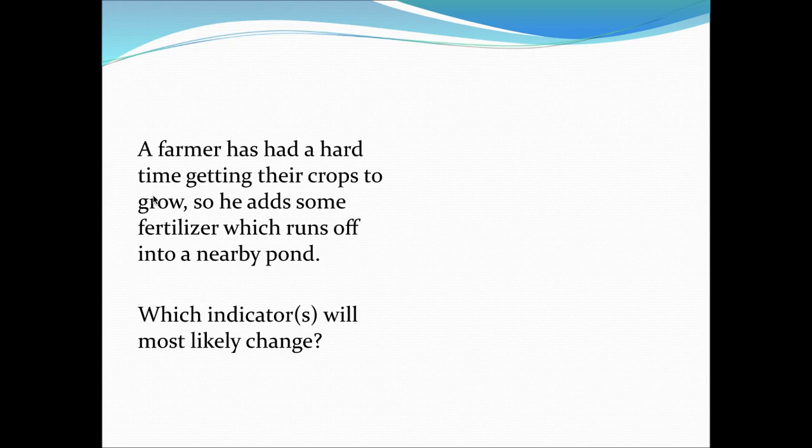All right. And I think this is our last one. Yes, it is. All right. A farmer has a hard time getting their crops to grow, so he adds some fertilizer, which runs off into a nearby pond. Which indicators will change?